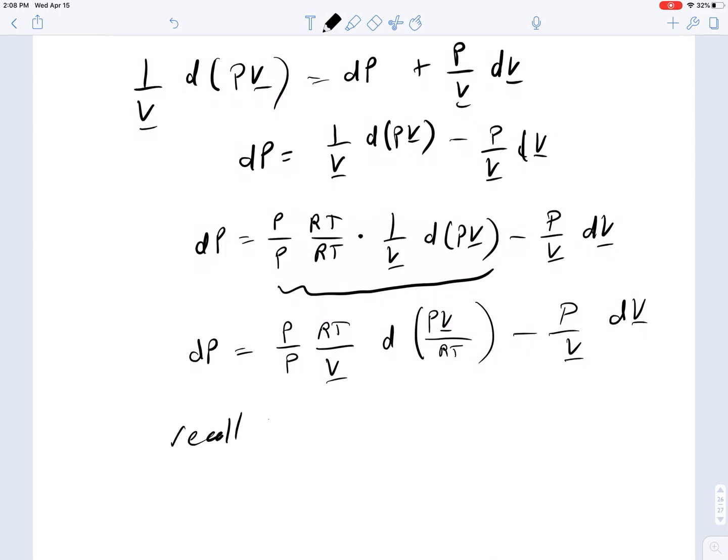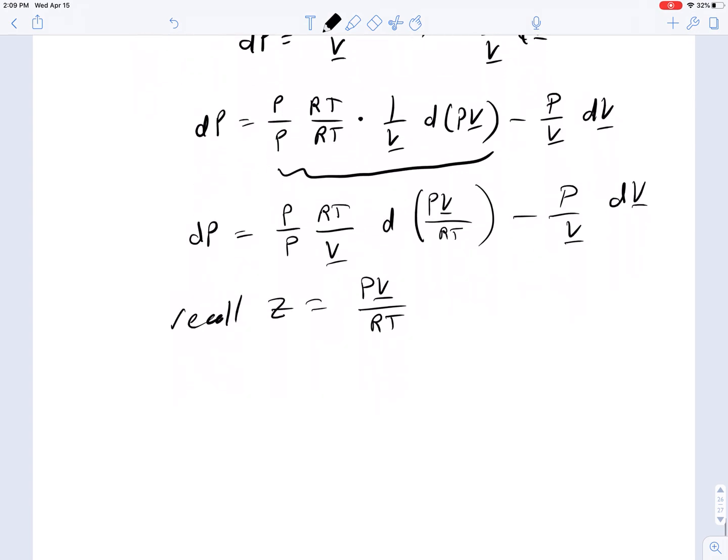Recall that Z is defined as PV over RT, and we calculated the Z at the critical point for some materials. For instance, van der Waals was equal to 3/8. So we can rewrite this equation as dP equals P over Z dZ minus P over V under bar dV under bar. What good does this do?